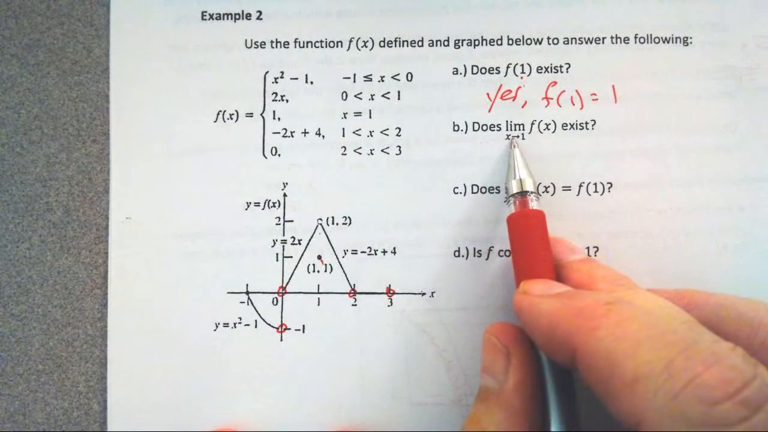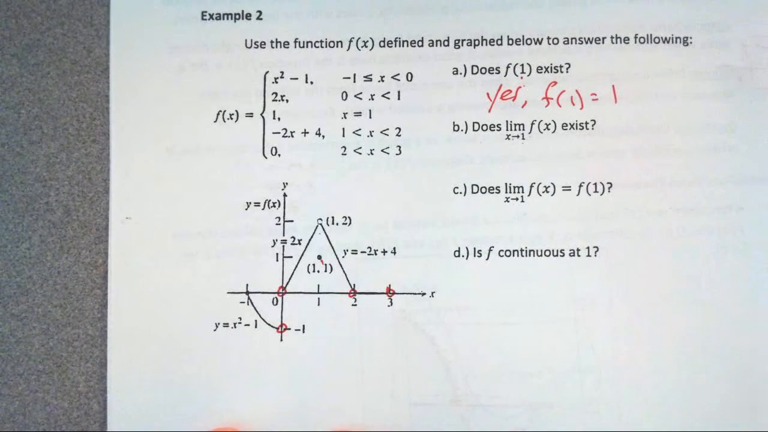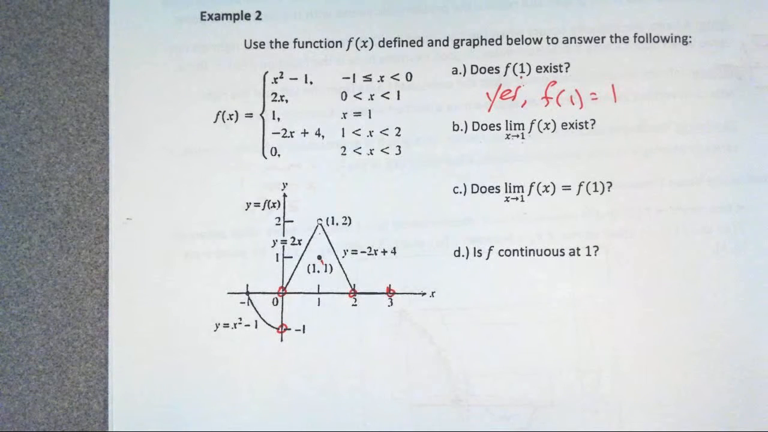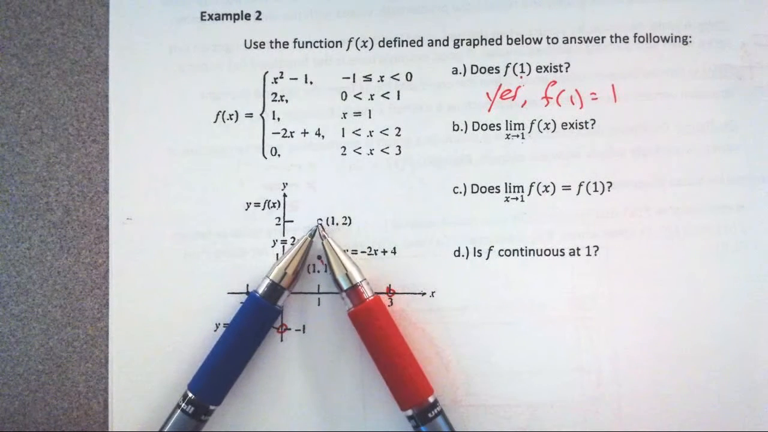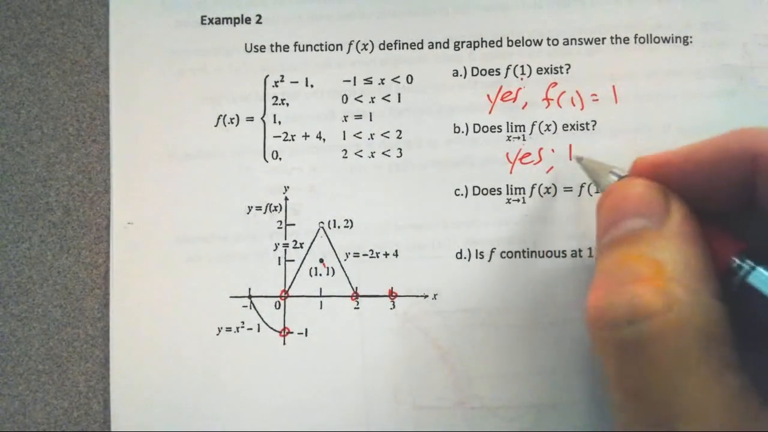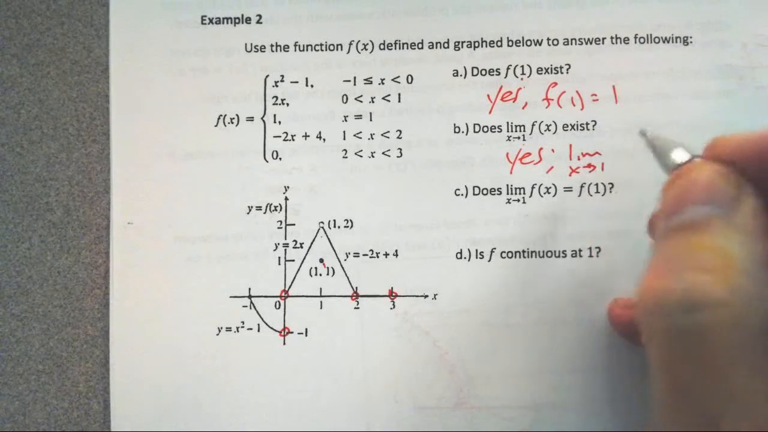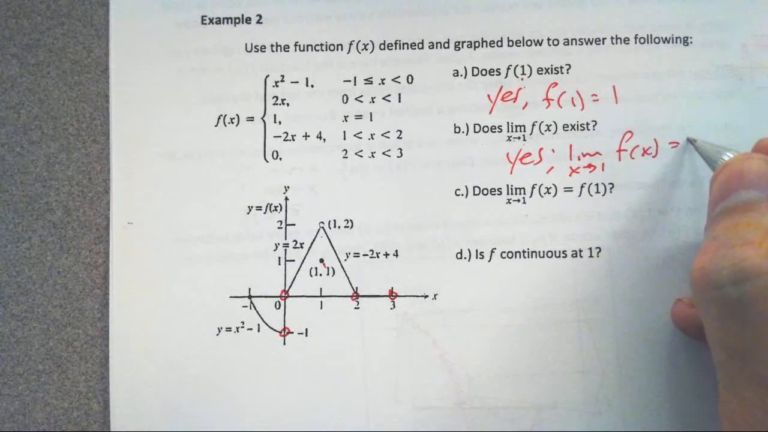Does the limit as x approaches 1 of f of x exist? Does the limit exist at 1? Are we in agreement at 1? Where we're headed if we have our blinders on? Do we know for sure where we would meet? Yes, it exists. The limit as x approaches 1 of f of x is 2.